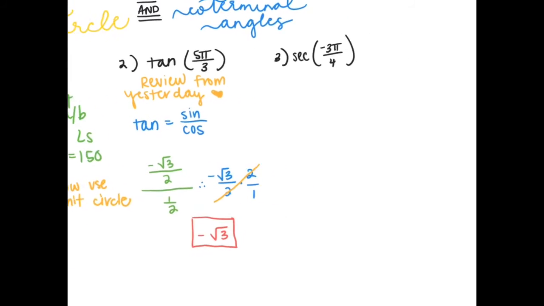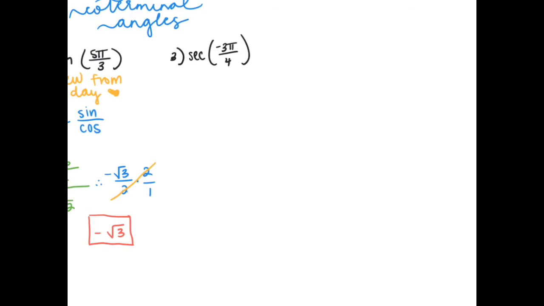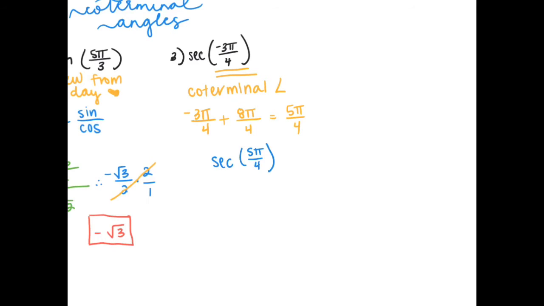Done. Now let's take a look at secant negative 3 pi over 4. Same idea, we don't have the negative, so we're going to use a coterminal angle. We are going to add 2 pi, but I'm going to write it as 8 pi over 4. So I get 5 pi over 4. So now my problem transforms to 5 pi over 4.